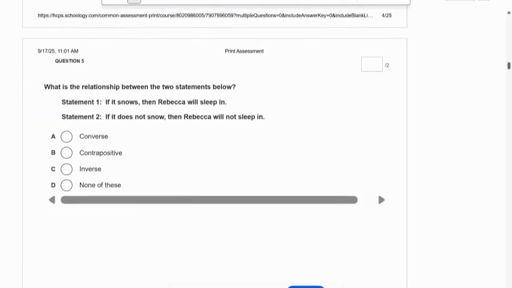Number 6, what is the relationship between the two statements below? Statement 1, if it snows, then Rebecca will sleep in. Statement 2, if it does not snow, look, that stayed in the first part of the sentence, but it was negated. Then Rebecca will not sleep in.